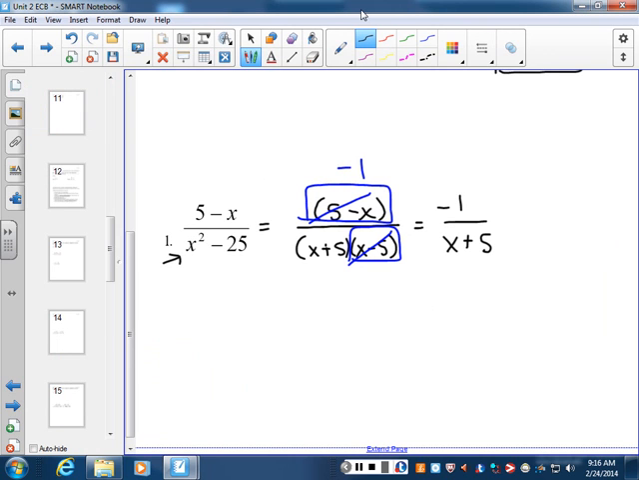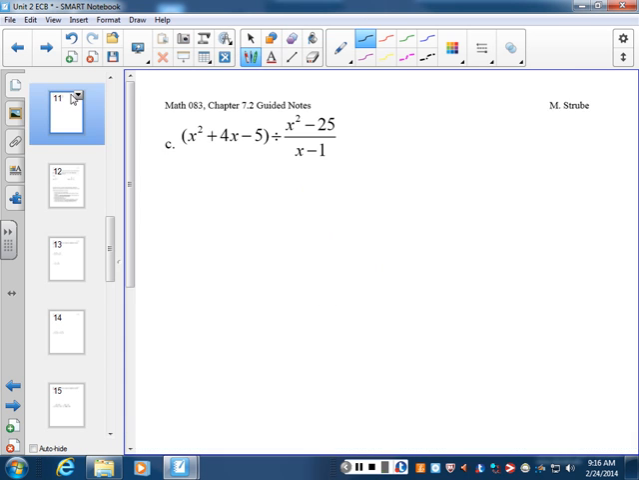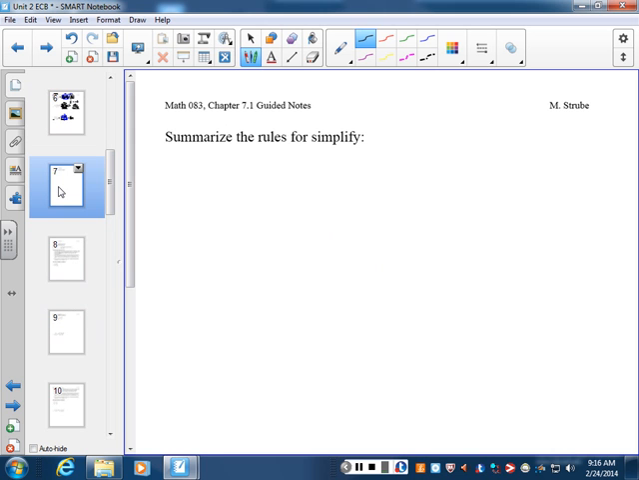So what we're going to do now is we're going to actually go back to all of our rules for these simplify, multiply, divide problems and summarize them. And then we'll go into the other problems, which multiply and divide are the exact same. You just factor, cancel. So let's summarize. Here we go. Oops, I went way too far. It's a big blank page. Here we go. Summarize the rules for simplifying.